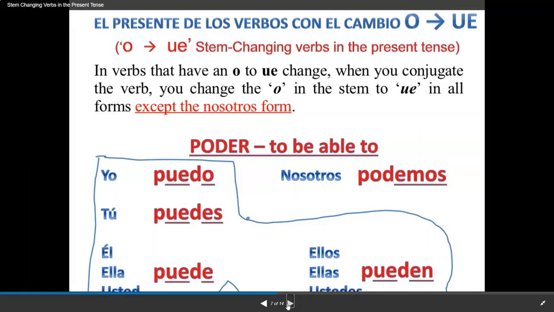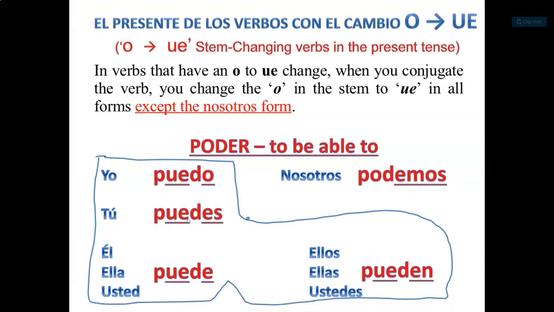Okay? So now I'm going to change my vertical. Puedo, O to UE. Tú puedes, UE as well. Él e usted puede. Nosotros podemos. Y ellos, ellas, ustedes pueden.